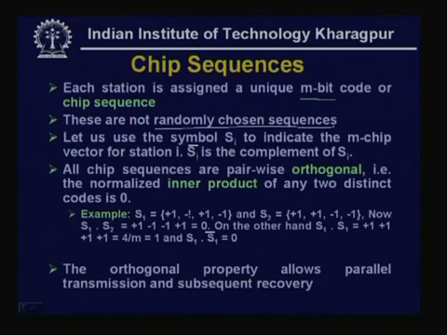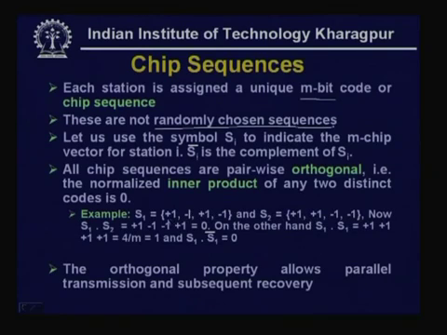Let us use the symbol Si to indicate the m-bit vector for station i, and Si bar is the complement of Si. Now all the chip sequences are pairwise orthogonal, that is, the normalized inner product of any two distinct codes will be 0. So for example, the code S1 is +1 -1 -1 +1 -1, and S2 is +1 +1 -1 -1.